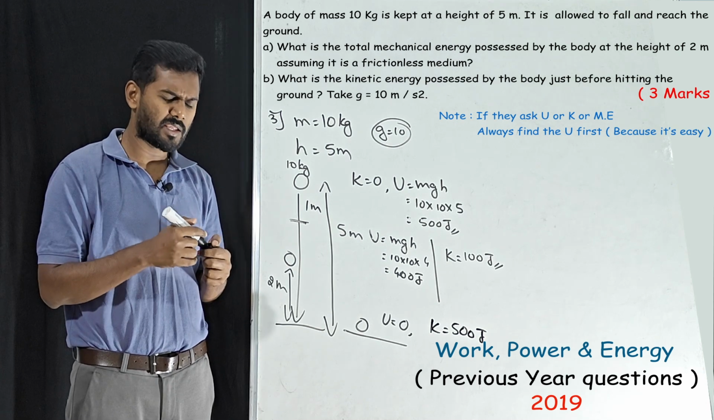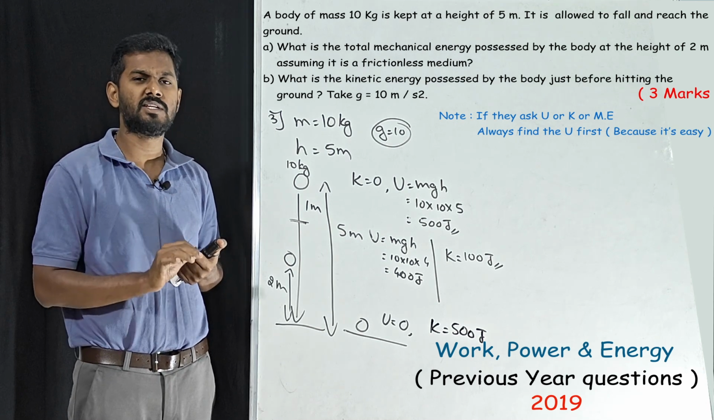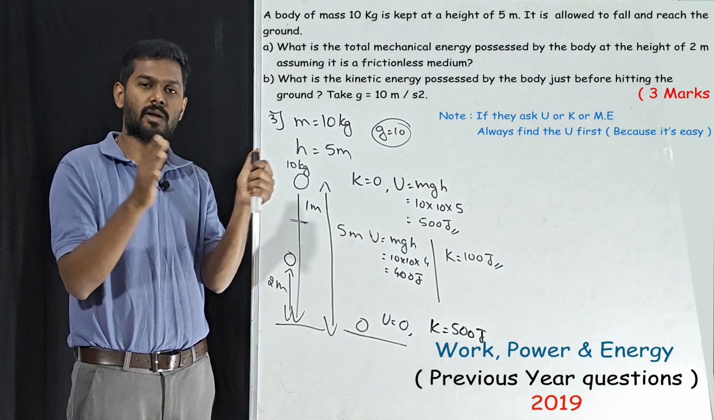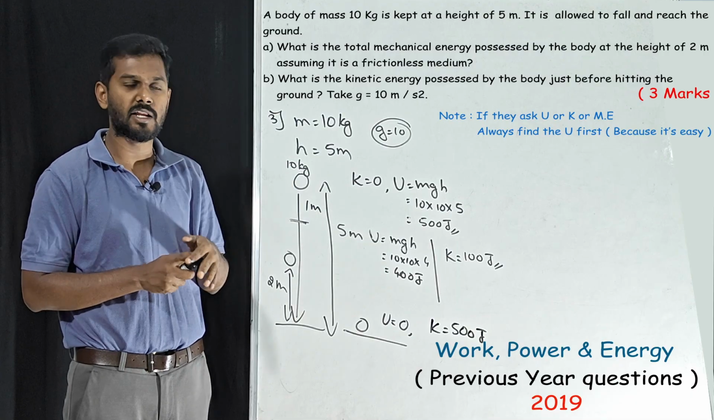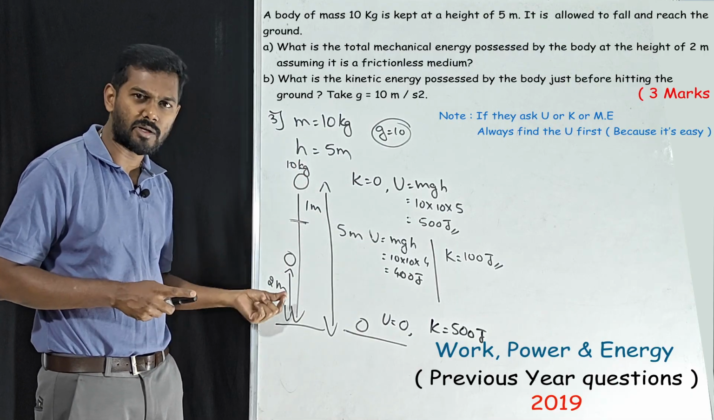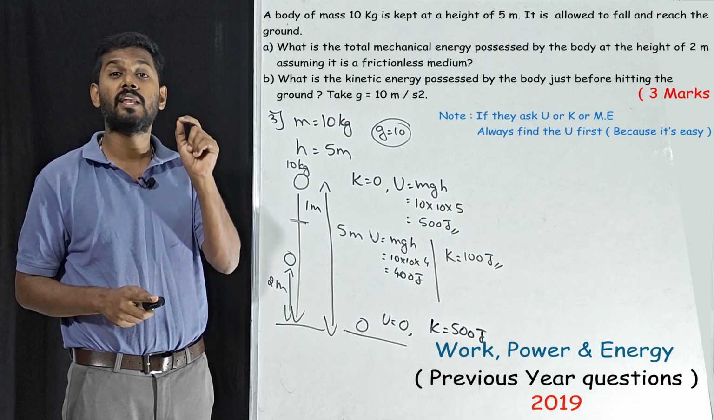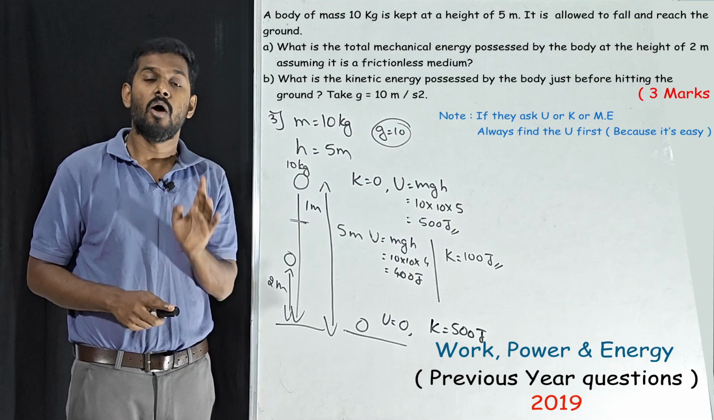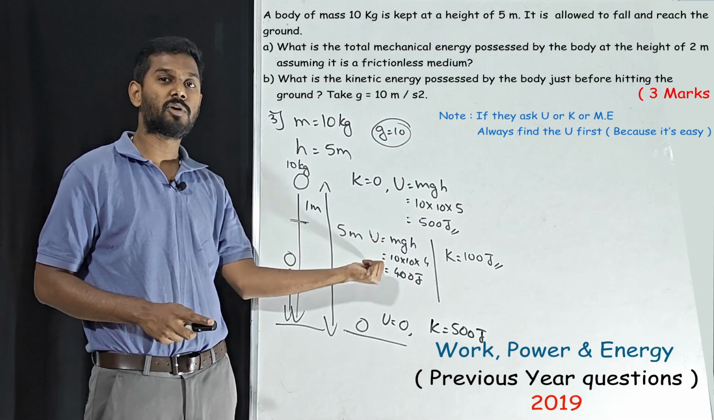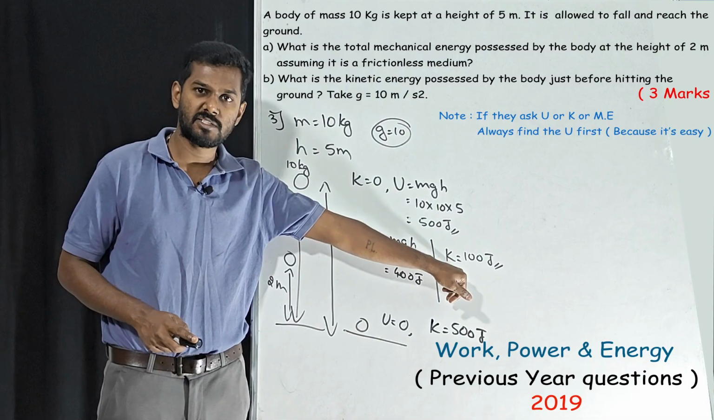What is total mechanical energy? Mechanical energy is nothing but a sum of potential energy and kinetic energy. At every point, total mechanical energy remains constant. Why? Because we know how much potential energy is lost, that much kinetic energy is gained.